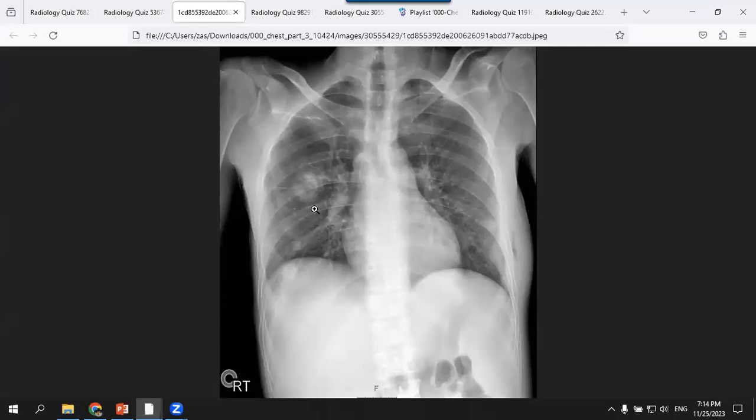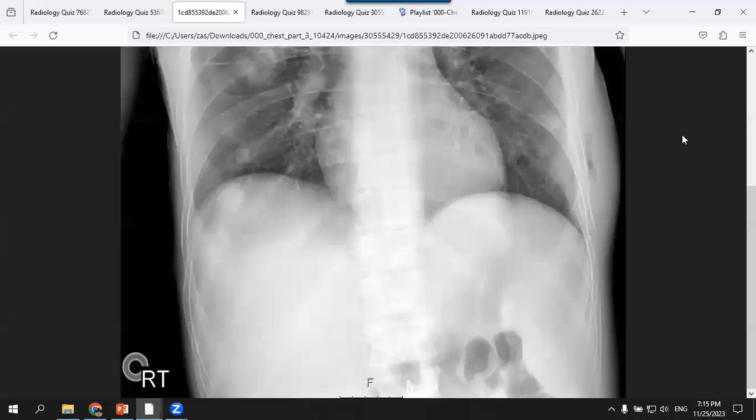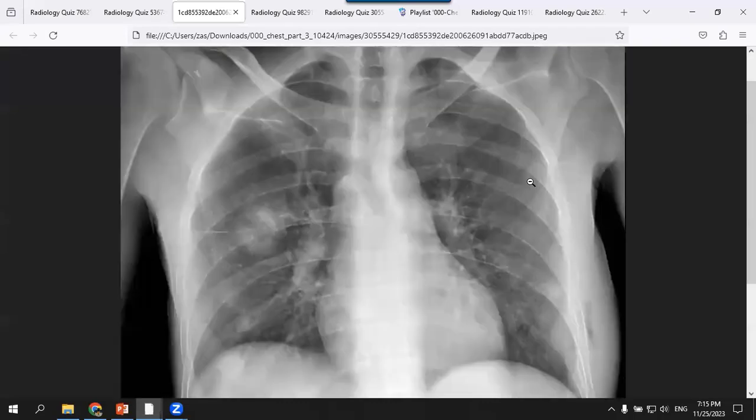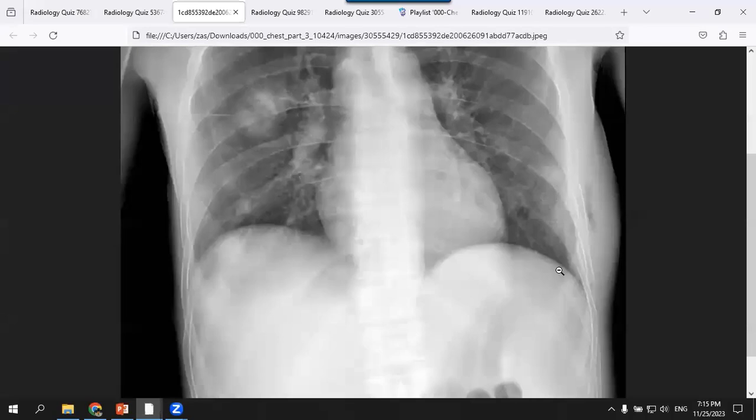I can see that there is a left breast shadow. It is small, and it is absent on the right side. This could be a male patient. Yes, I also noticed that it is asymmetrical, so I thought it could be a small breast and absent on the right side. However, is this a breast shadow or something else?